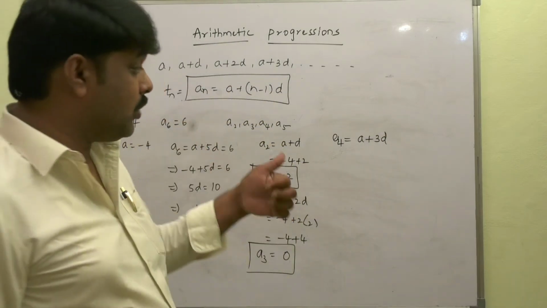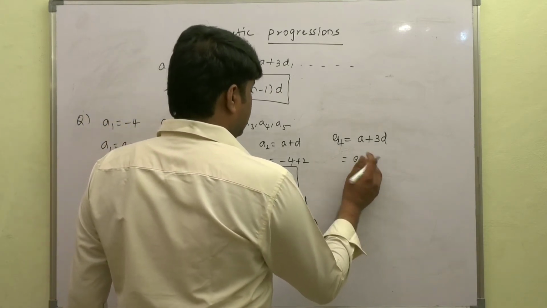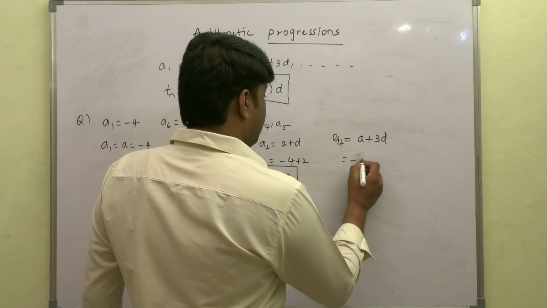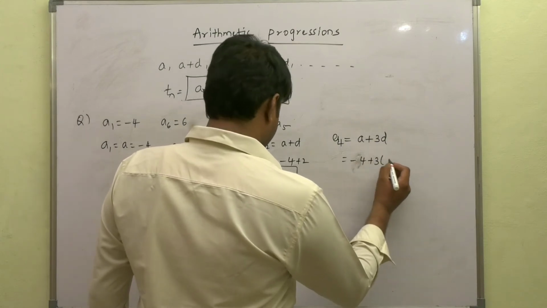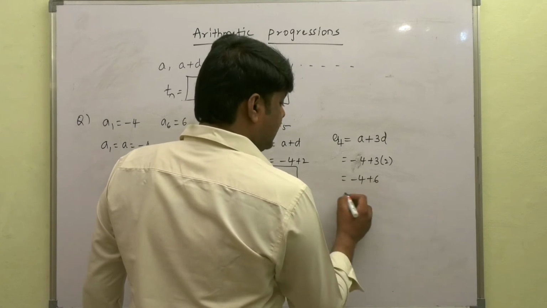Pause and find it yourself. A4 equals a plus 3d. That is a value we have -4 plus 3 into d is 2. -4 plus 6, that is 2.